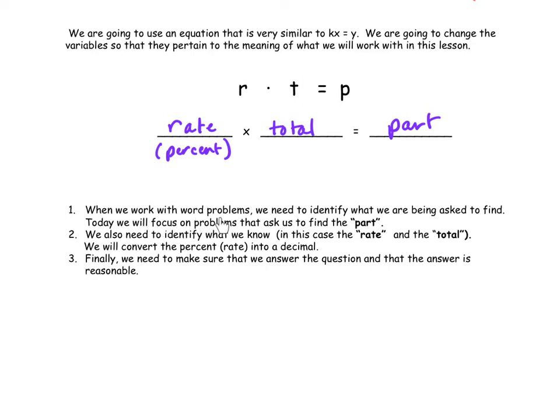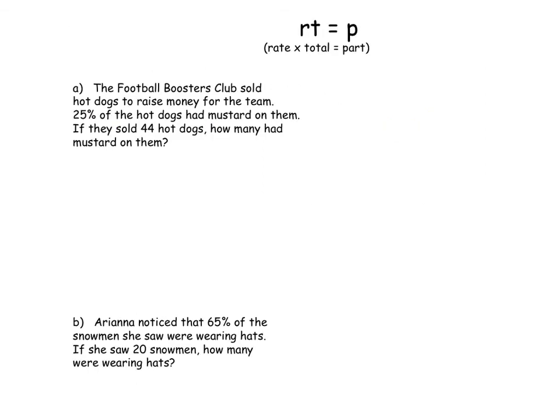When we work with word problems, we need to identify what we are being asked to find. Today we'll focus on problems that ask us to find the part. We also need to identify what we know. In this case, the rate, the percent, and the total. We will convert the percent rate into a decimal. Finally, we need to make sure that we answer the question and that our answer is reasonable. So let's move on to the next page.